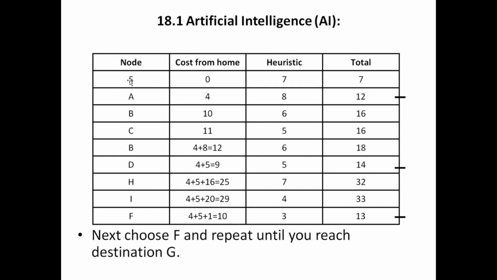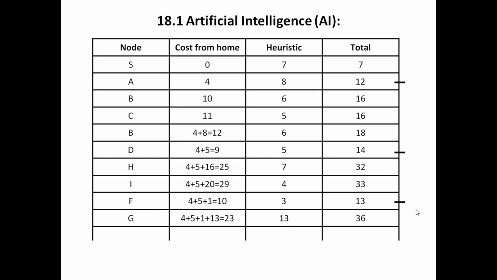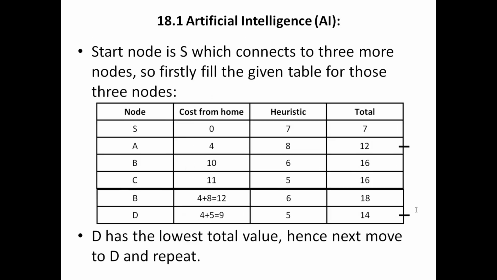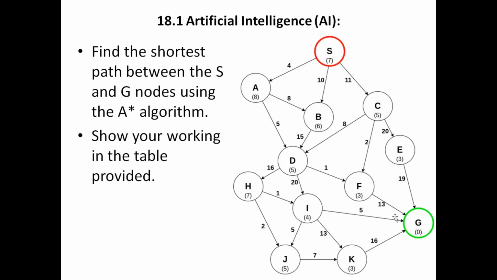So basically it means from S we will go to A, from A we will go to D, and from D we will go to F. Now from F we can directly go to G. That's our end goal. F is directly connected with G. Plus there are no more branches, so we'll just directly go over there. For that it will be 4 plus 5 plus 1 plus 13. That will be the cost from home. 0 is the heuristic.